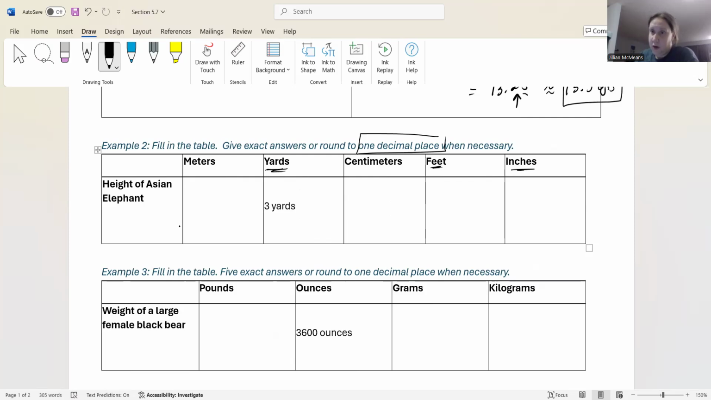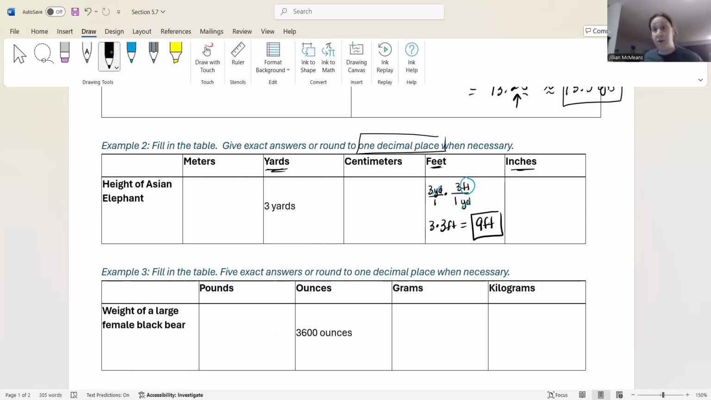So let's go ahead and convert to feet. So I know that 3 yards can be converted to feet because there is a conversion that relates feet and yards, and it just so happens there is 1 yard for every 3 feet. So yards cancel, feet are left in the numerator, which is awesome. And if we clean it up, we get 3 times 3 feet or 9 feet. So the height of an Asian elephant would be 9 feet.